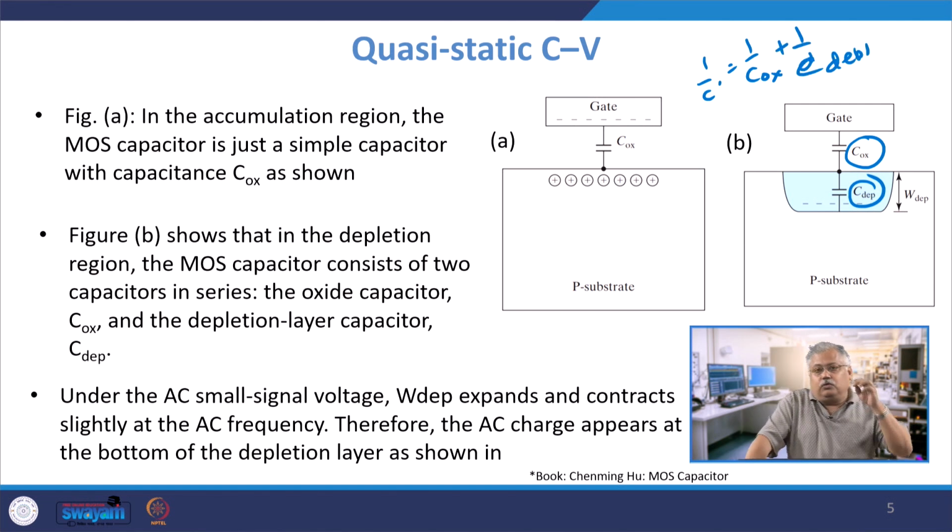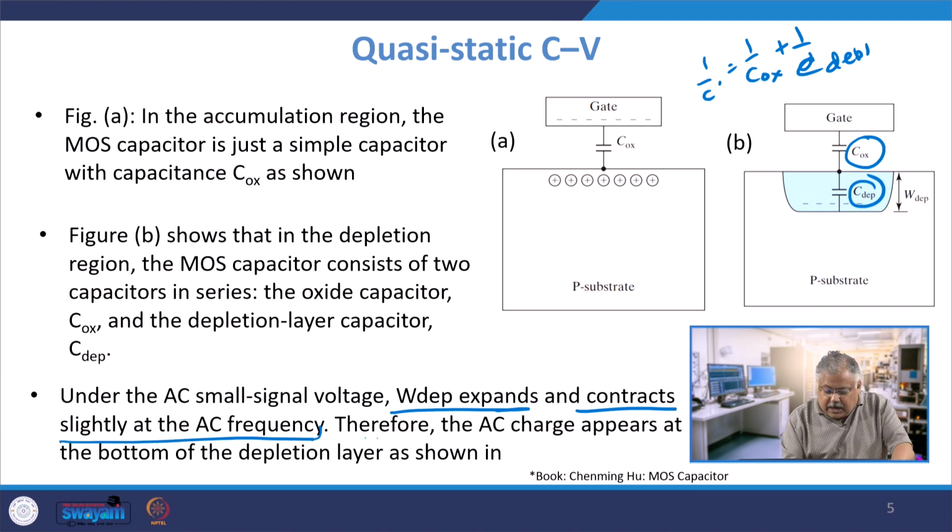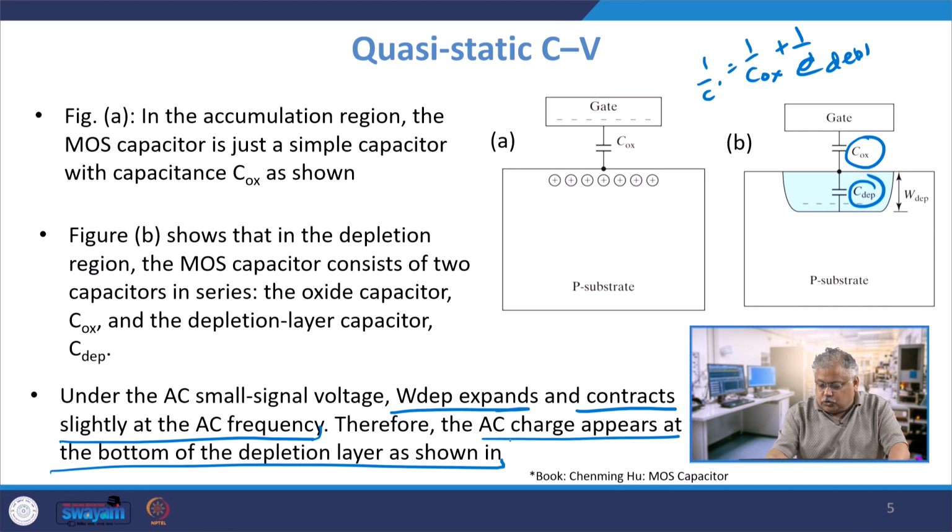Now you go on applying an AC signal to the gate side. So let us look at the last bullet. When you apply an AC signal to the gate side, if it is positive in nature, it will reverse bias it, and the depletion region will keep expanding. So WDEP expands, and it also contracts at the AC frequency, and therefore the AC charge appears at the bottom of the depletion layer as shown in this graph.